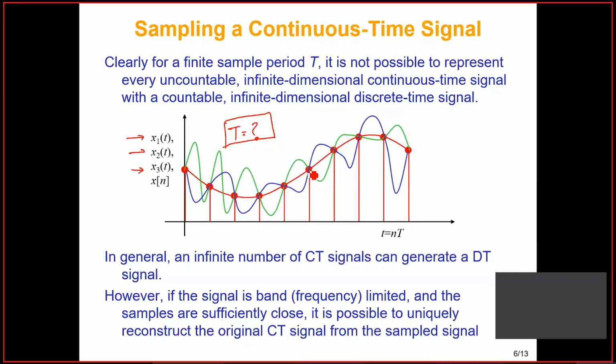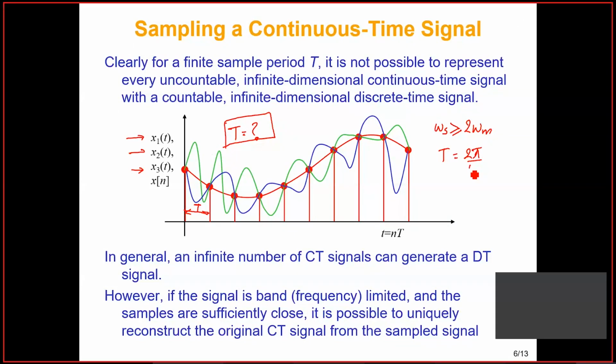So how close should these samples be? The time period t, what should it be? This is answered now, because it is answered in terms of the sampling frequency. The sampling frequency that we select should be greater than, or in the limiting case equal to, 2 times omega m. And t is 2 pi over omega s. So this is how we select our sampling time period.